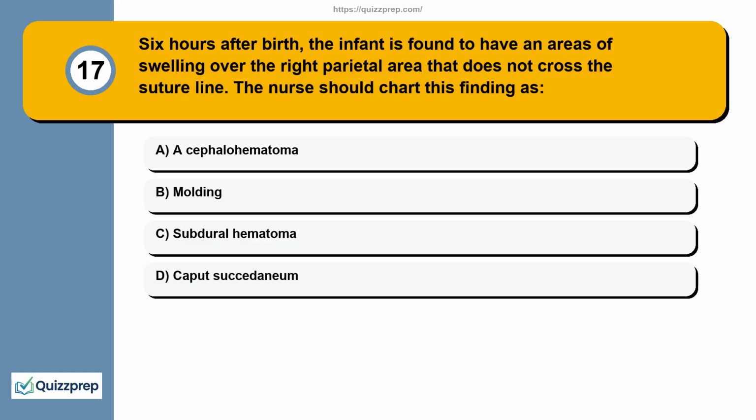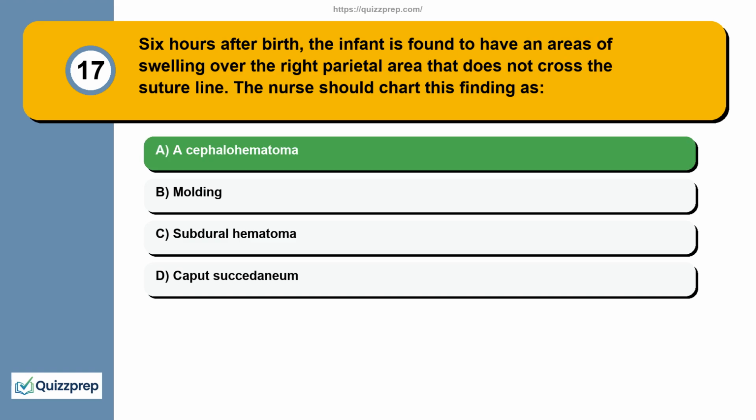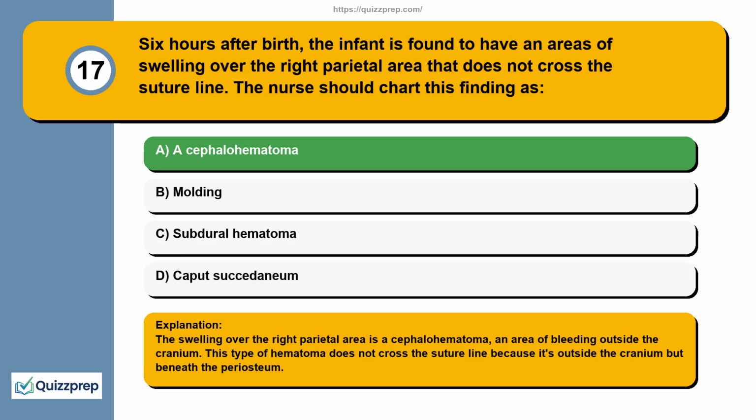Question 17. Six hours after birth, the infant is found to have areas of swelling over the right parietal area that does not cross the suture line. The nurse should chart this finding as a cephalohematoma, molding, subdural hematoma, caput succedaneum. The swelling over the right parietal area is a cephalohematoma, an area of bleeding outside the cranium. This type of hematoma does not cross the suture line because it's outside the cranium but beneath the periosteum.